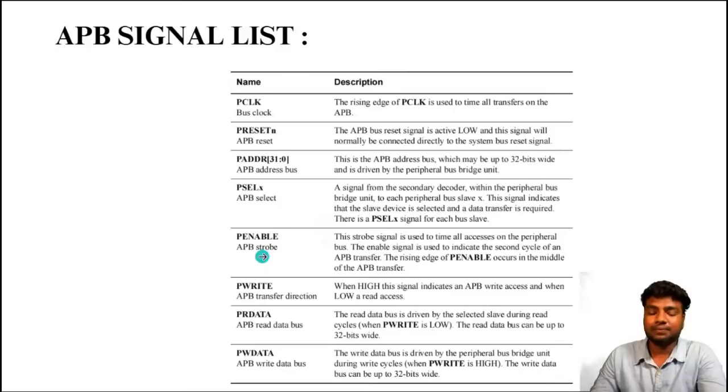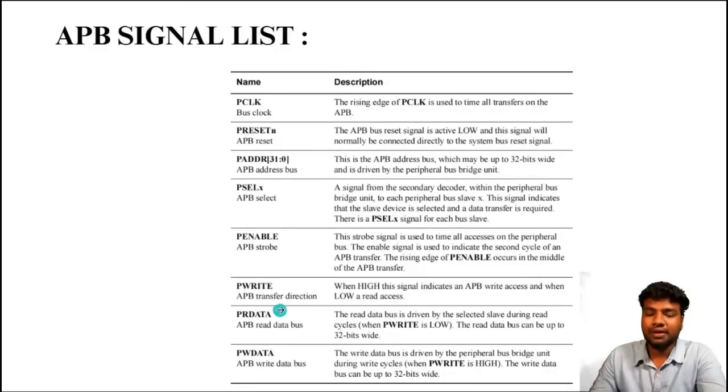And then PENABLE. PENABLE is a signal. You can see here the enable signal is used to indicate the second cycle of an APB transfer. So it is used to indicate the second cycle of the APB transfer, and the rising edge of PENABLE occurs in the middle of the APB transfer.